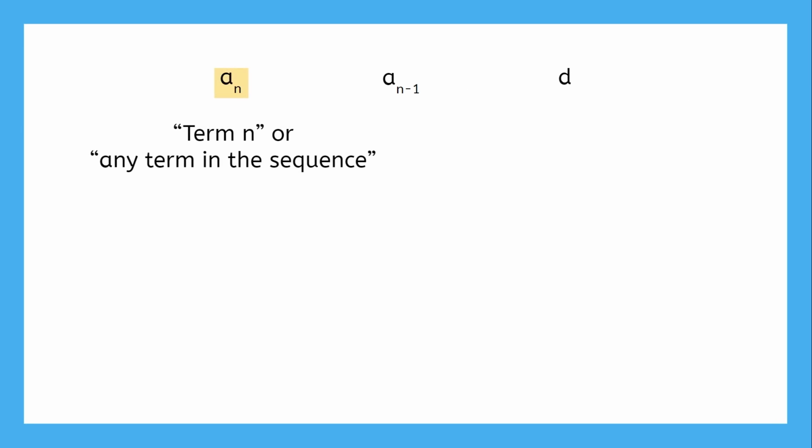This one, a sub n, means term number n, or any term in the sequence. We could plug numbers into the n to denote any term, like first term, third term, 182nd term. Treat this nth term as kind of like f of x, but for sequences.